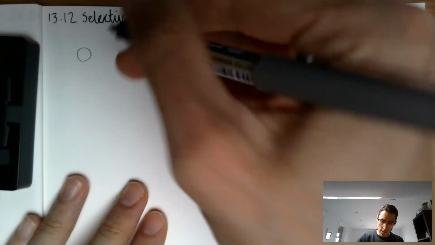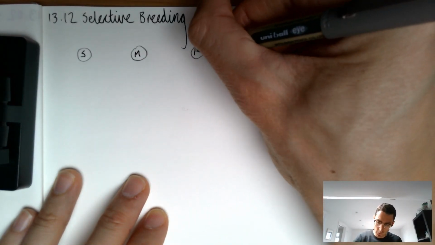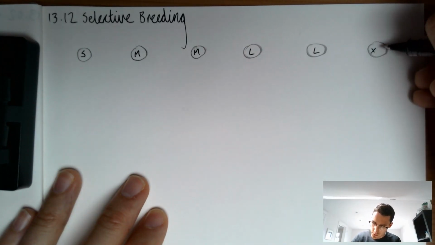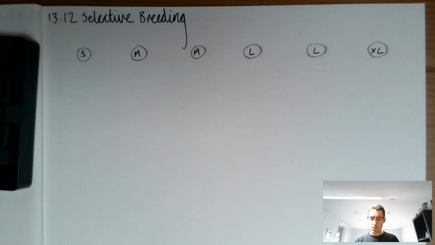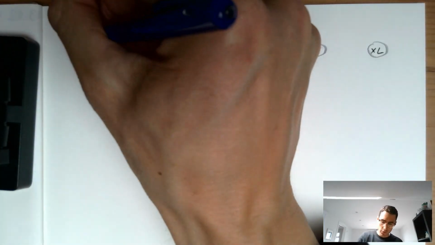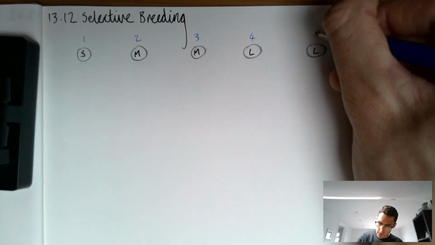And I'm going to suggest to them that these dogs have different size muscles. So maybe we've got 1 with small muscles, 2 with medium muscles, 2 with large muscles, and 1 with extra large muscles. And I, as a breeder, am thinking that I want all of my dogs to have these extra large muscles. So how do I go about doing it? Well, let's label these as 1, 2, 3, 4, 5, and 6.